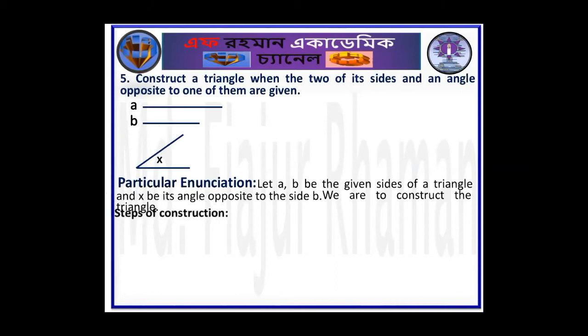Next, steps of construction. Usually we should consider the ray AE, then the length may be taken from AE, but it is better to draw the angle first at the point A. That's why we draw the angle at the point A equal to angle X.